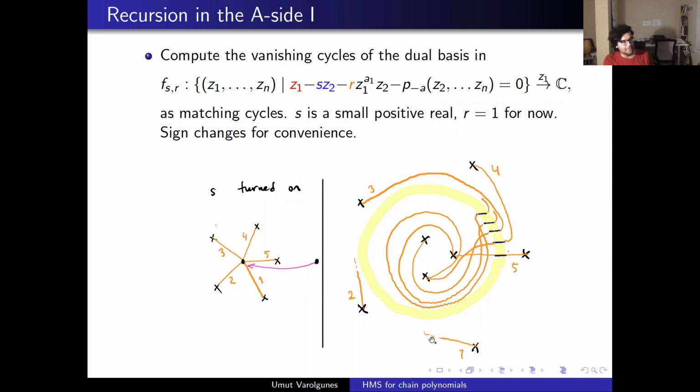Okay, and then I didn't fully draw the first and the second ones, but then I'm back to the critical value that I had used for the fifth one. So I make a full circle and come all the way up to this guy, and then come all the way to here. Okay, so these are matching paths, and their matching cycles are Hamiltonian isotopic to the vanishing cycles here. Okay. Any questions?